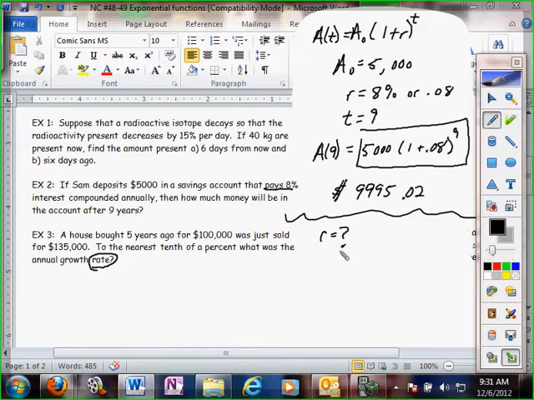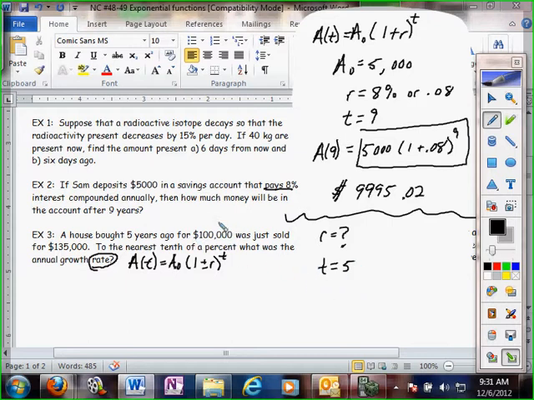Okay? So I'll start again with writing down my formula. A of t is equal to A naught, and then I have 1 plus or minus the rate, whatever we decide we need to put here, to the power of t. Okay, so what do we know about the problem? We know that the house was bought 5 years ago, so t is going to be 5.